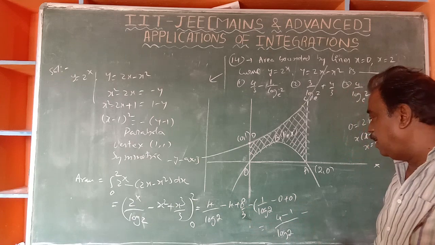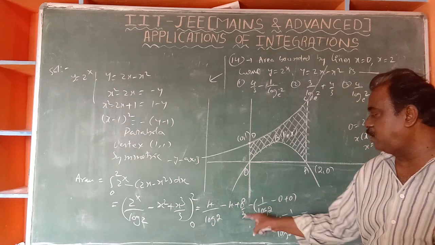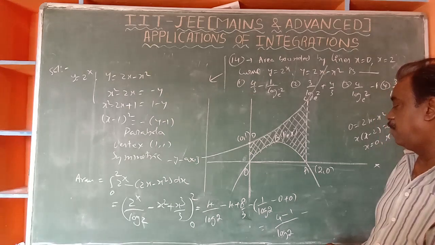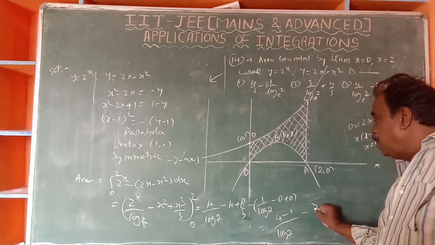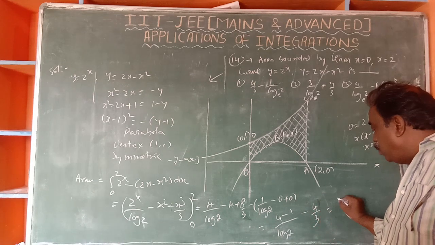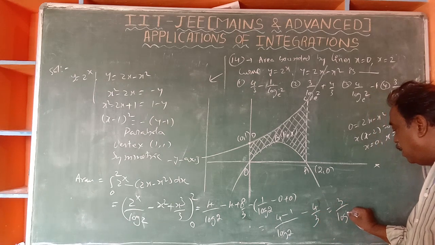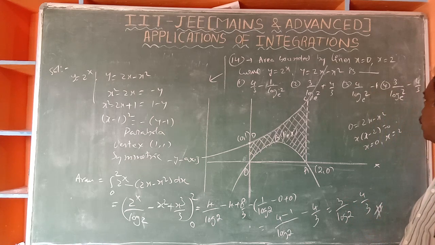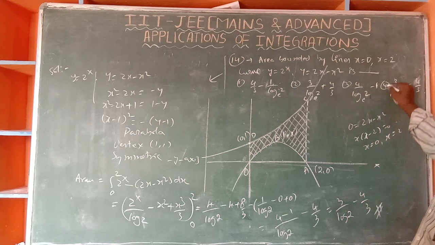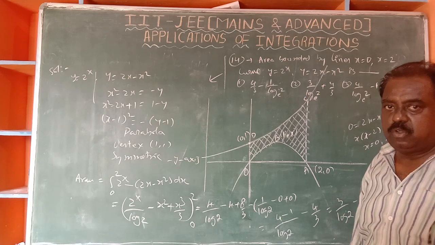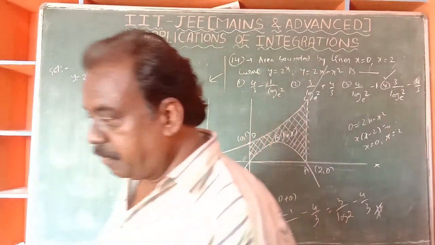For this one, same, it is minus 12 plus 8. Minus 12 plus 8 means minus 4 by 3. So this is 3 by log 2 minus 4 by 3 square units. Where it is the formula. Okay, now like this we have to solve it. Go through it. Okay, pause.